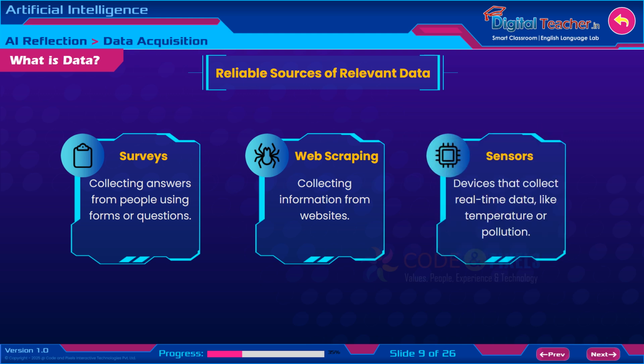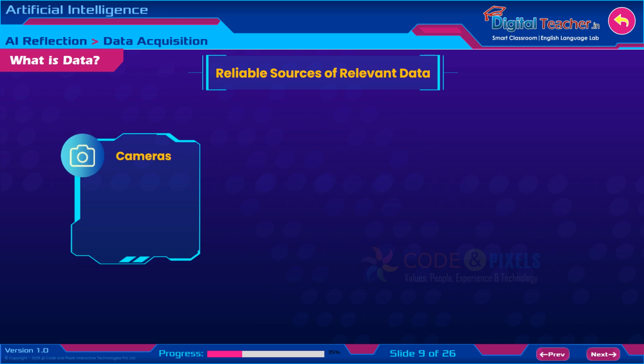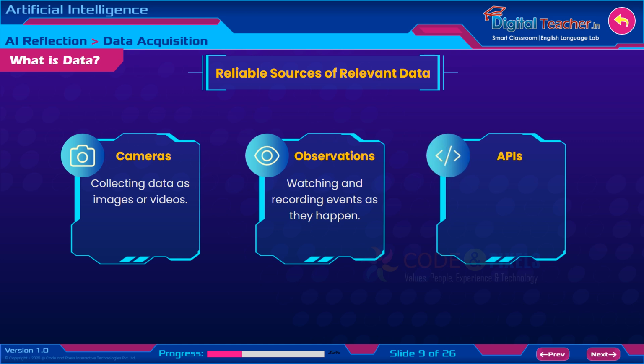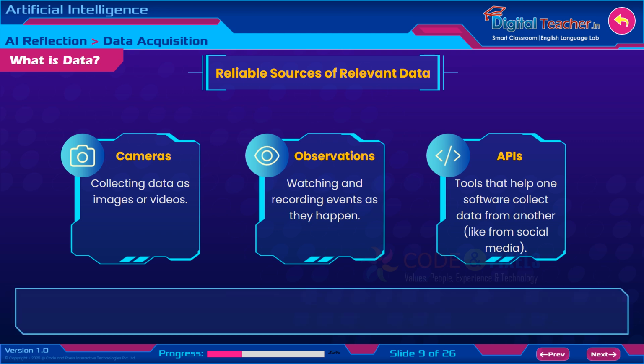Web scraping, collecting information from websites. Sensors, devices that collect real-time data like temperature or pollution. Cameras, collecting data as images or videos. Observations, watching and recording events as they happen. Application programming interface, tools that help one software collect data from another.